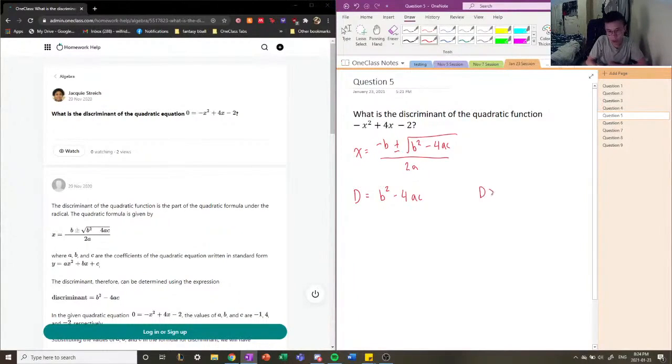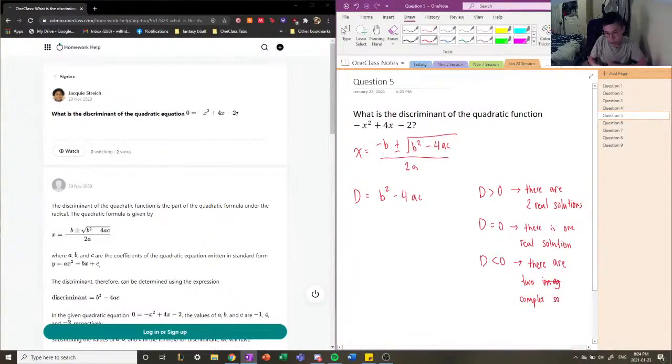Okay. So if d is greater than 0, there are 2 real solutions. Okay. If d is equal to 0, there is 1 real solution. And if d is less than 0, there are 2 imaginary solutions. Or I should say complex solutions, sorry. Okay.